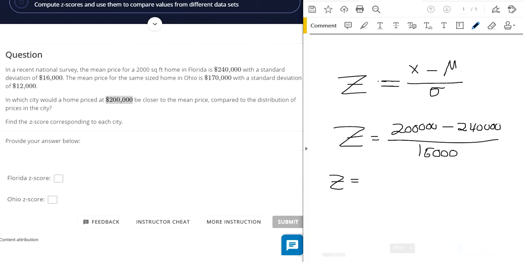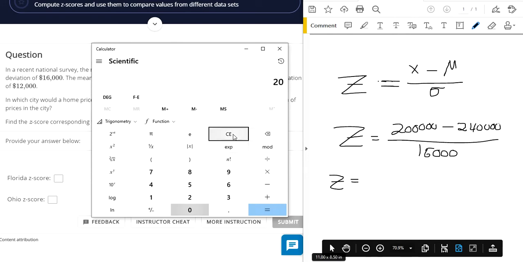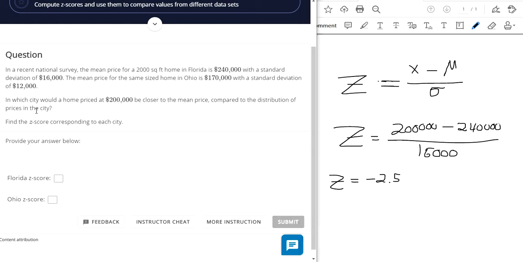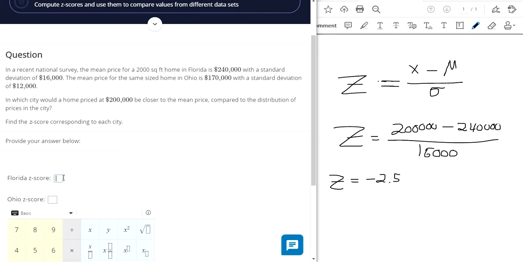So we've got to do the top first. Hit enter and divide by the 16,000. Negative 2.5. A z-score of 0 means it's perfectly average. A z-score of negative 2.5 means it's a below average home price.